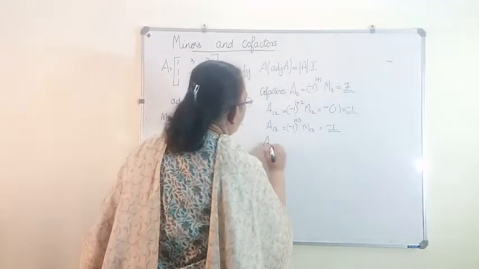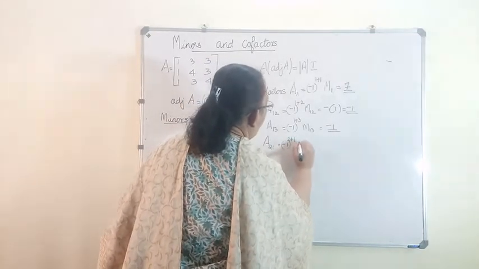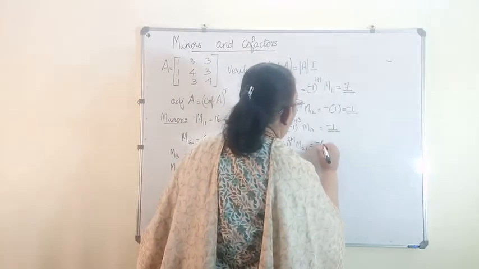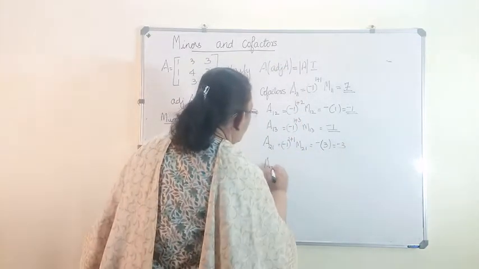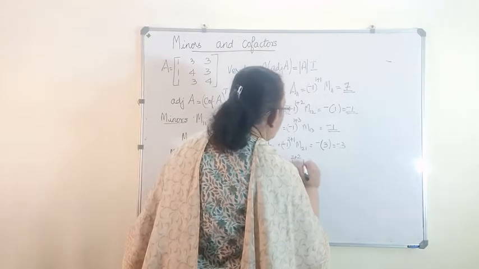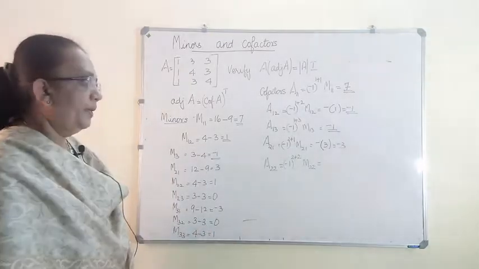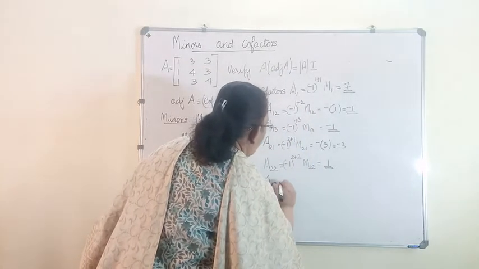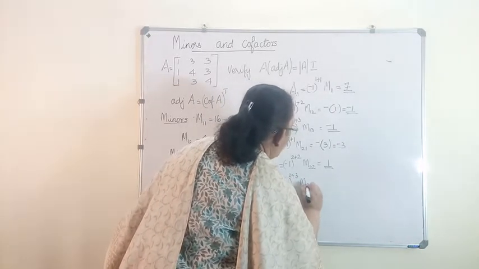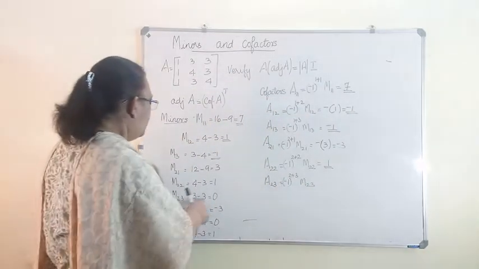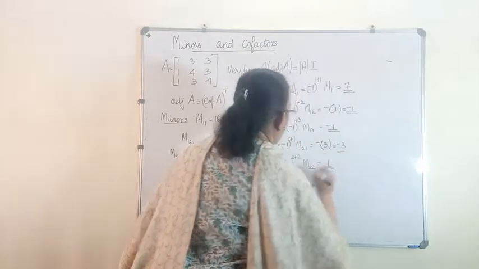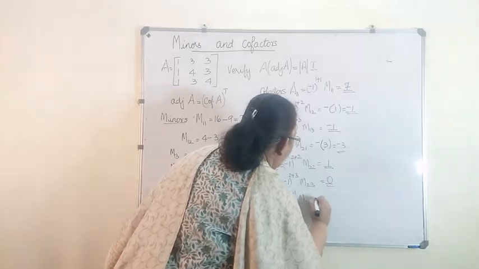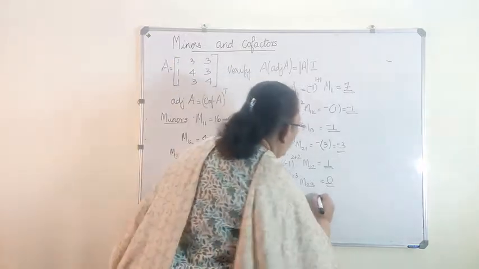Next one, A21. Minus 1 raised to 2 plus 1 into M21. Minus 1 raised to 2 plus 1 is negative. M21 is equal to 3. So negative 1 into 3 is equal to negative 3. A22 is equal to minus 1 raised to 2 plus 2 into M22. 2 plus 2 is positive. M22 is 1. So that is equal to 1. A23 is equal to minus 1 raised to 2 plus 3 into M23. Minus 1 raised to 2 plus 3 is negative. M23 is 0. So the answer is equal to 0. A31. Minus 1 raised to 3 plus 1 into M31. So this is positive. M31 is negative 3. So this is negative 3.